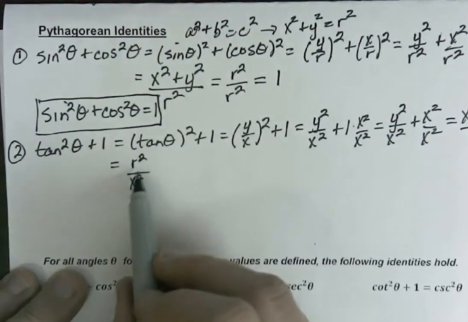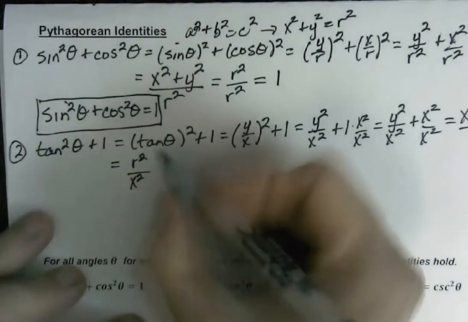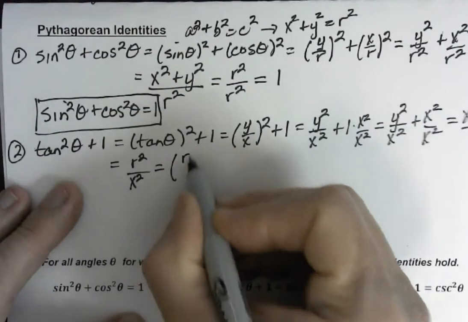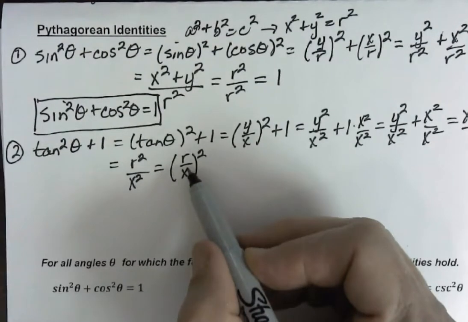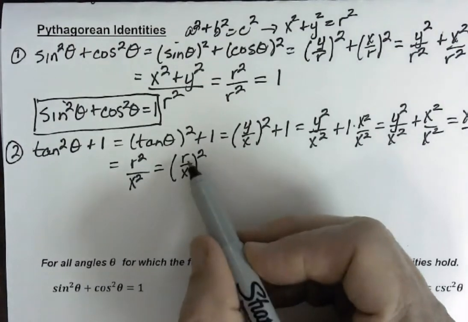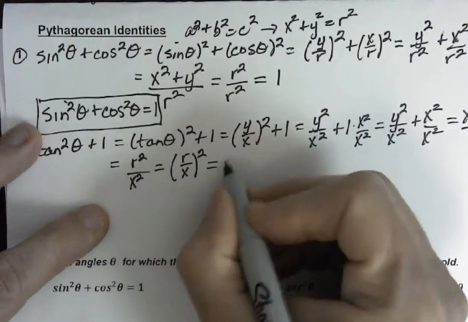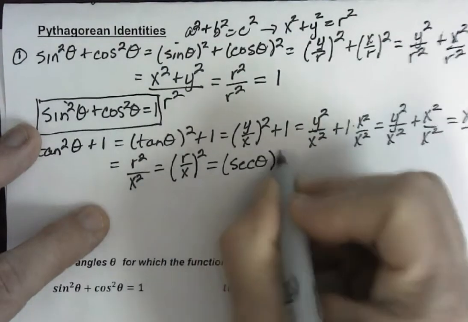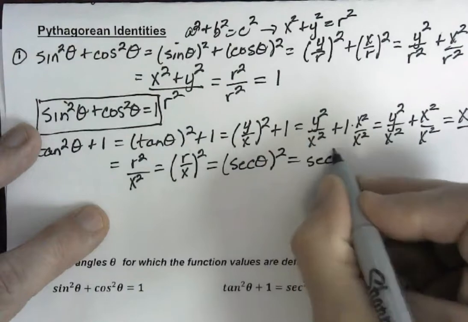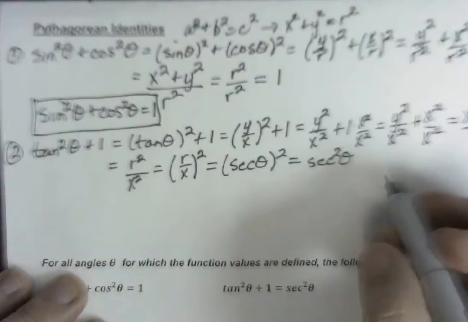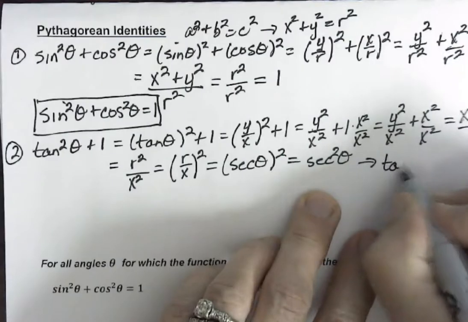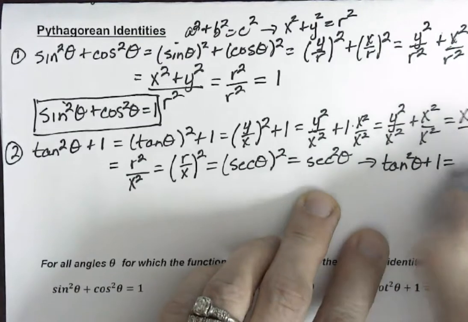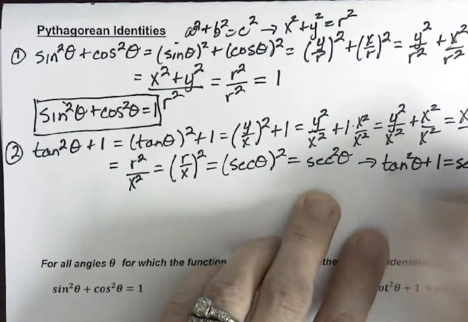Now what we'd like to do is write this in terms of a trig function. What we can do is rewrite this as just r over x quantity squared. R over x, if we go back and look at the definitions of our 6 trig functions, this is actually the reciprocal of cosine, which makes it secant. So this is secant theta squared, or we could write it as secant squared theta. So this identity, what we end up with is tangent squared theta plus 1 equals secant squared theta.